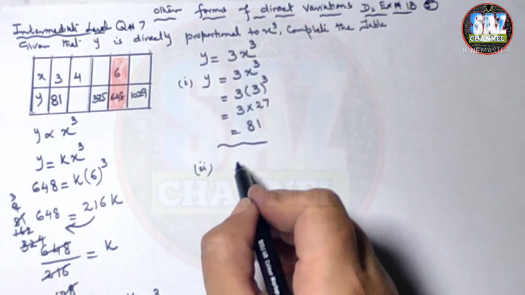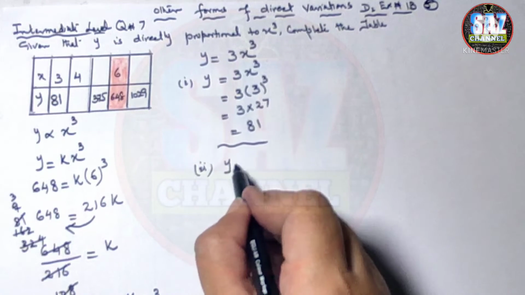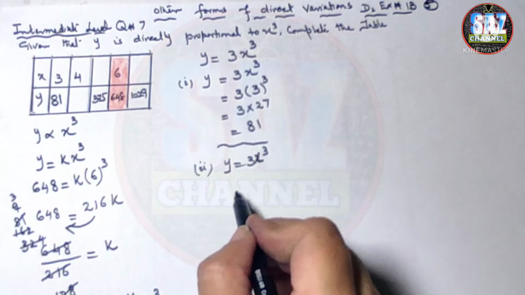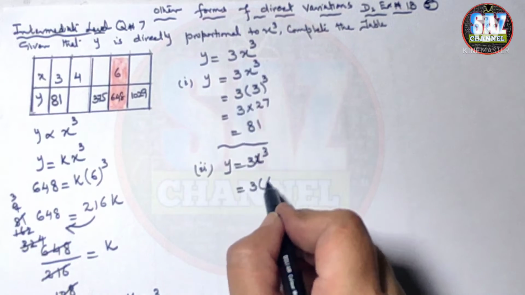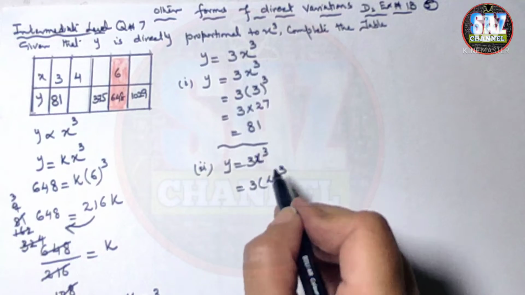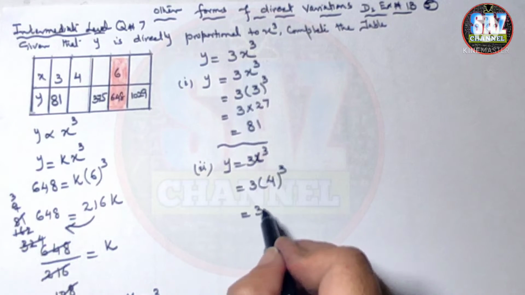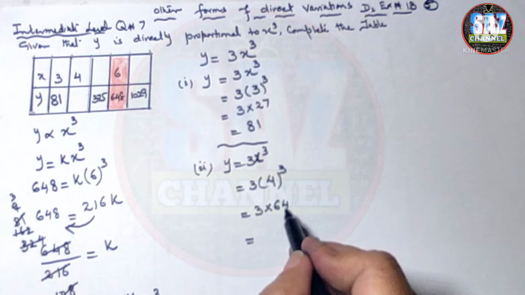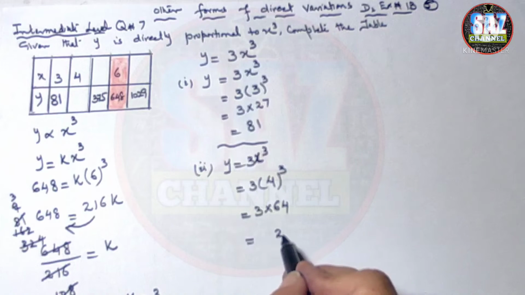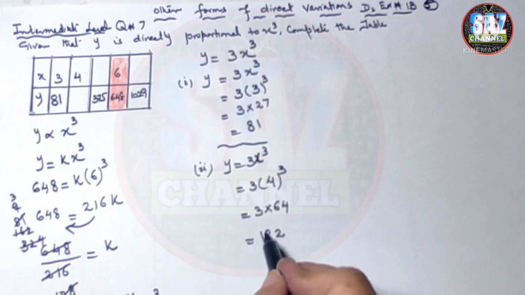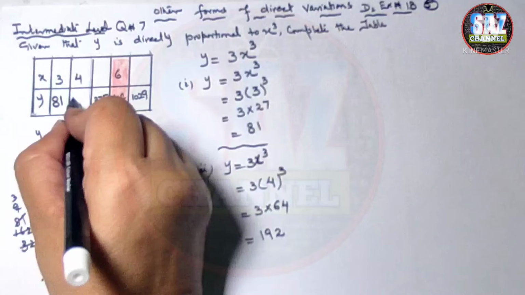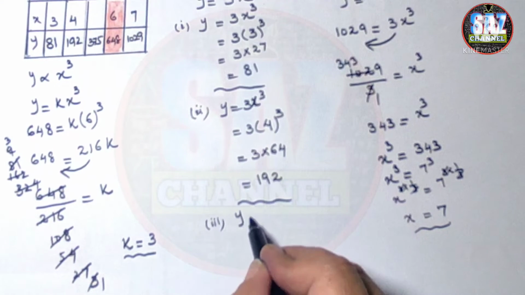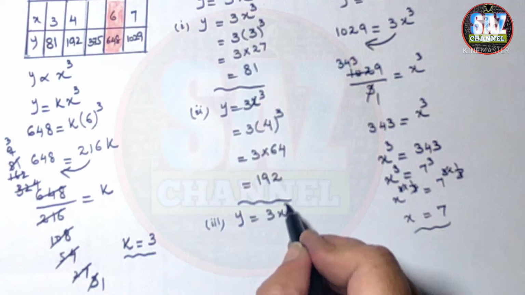The second unknown value of x is 4. x is 4, so y equals 3 times x cube, and this is 3 times 4 cube. 4 cube is 64. 3 times 64, and now I have to multiply 64 by 3. 4 threes are 12, 6 threes are 18, and 1 is 19, so 192.